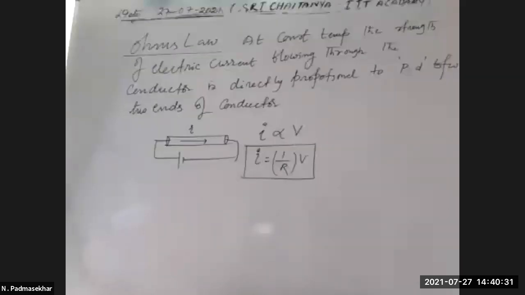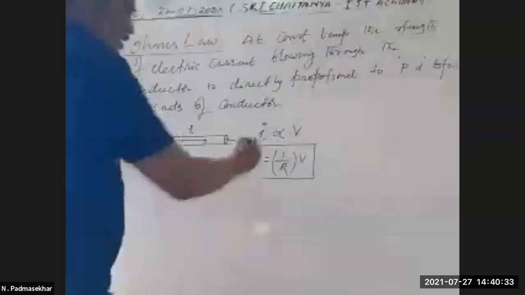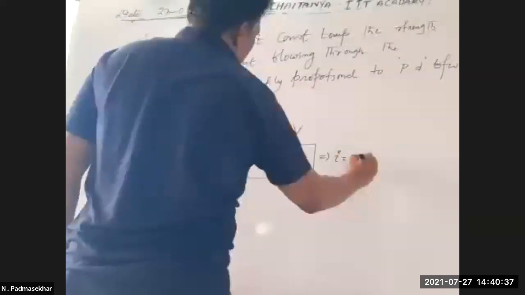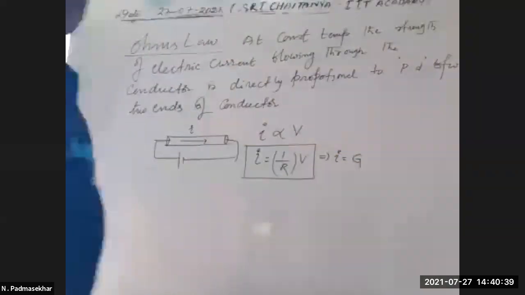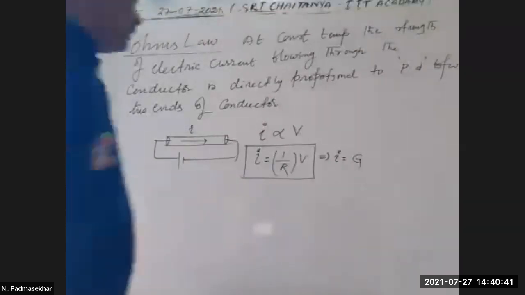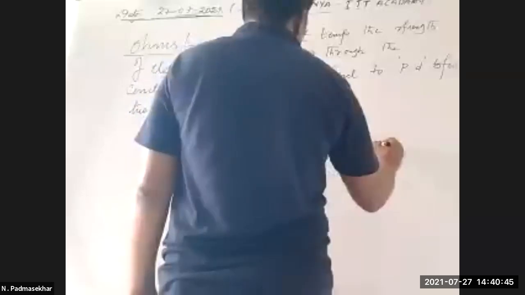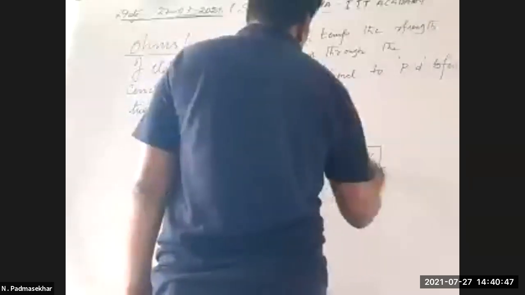So this 1 by R is equal to what? Conductance, that is G. So I is equal to G into V.